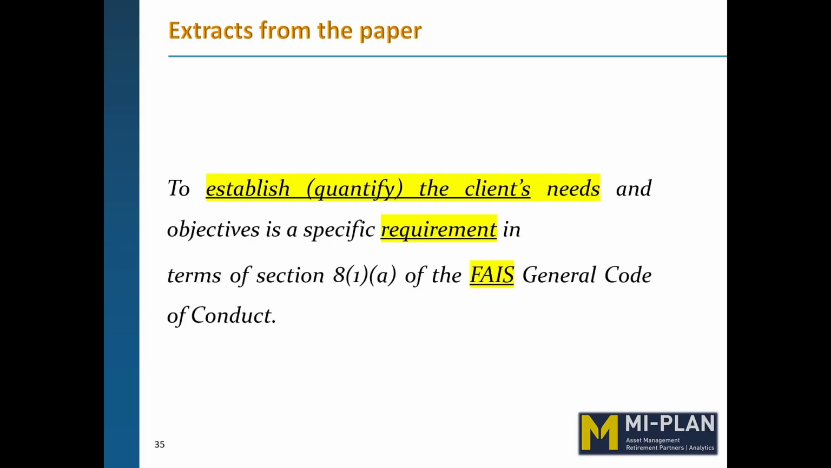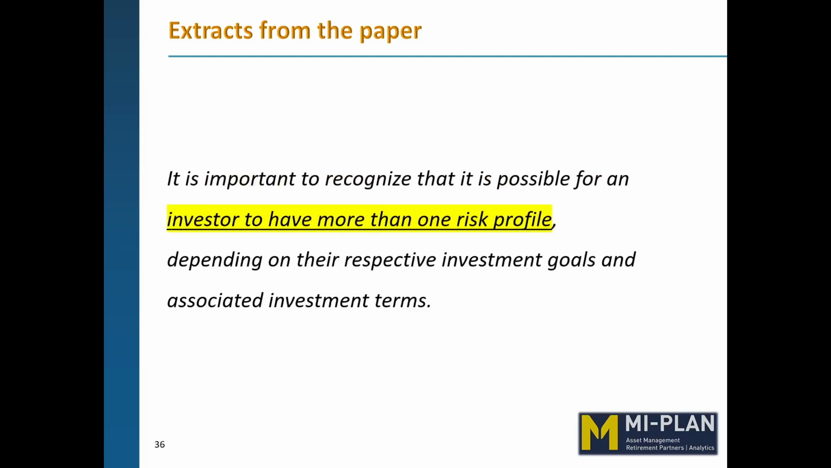Establishing a client's needs is a requirement in terms of phase, so it's important that the advice is based on what the client's needs are, not the results of a risk profile questionnaire. The most important thing that I took from the paper is that it's possible for an investor to have more than one risk profile. And I'm again pleased to say that MyPlan agrees. From the examples I illustrated, MyPlan divided the client's investments into more than one risk category based on the term and the income requirements.